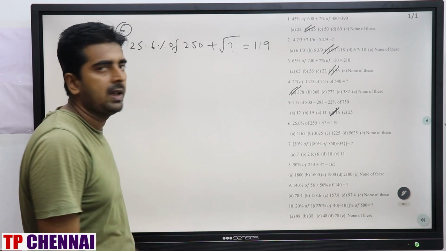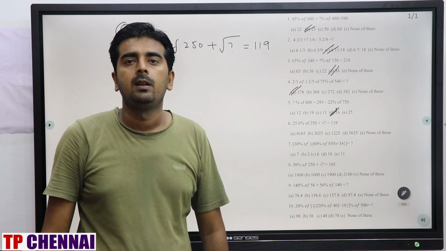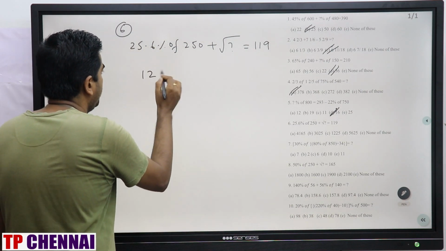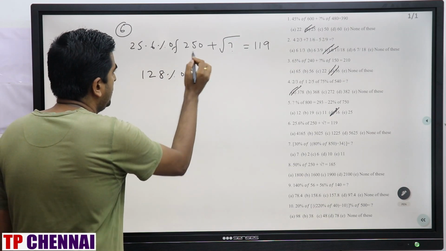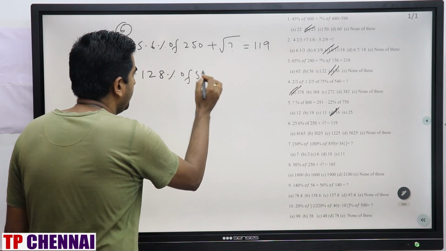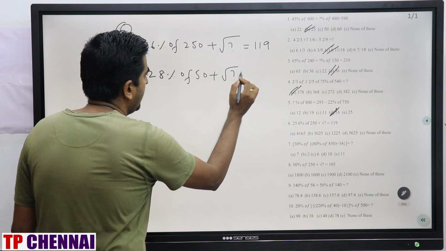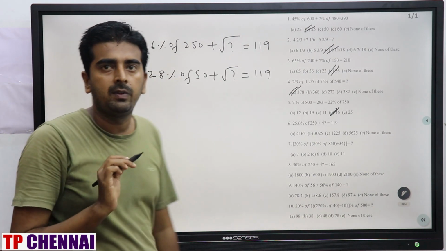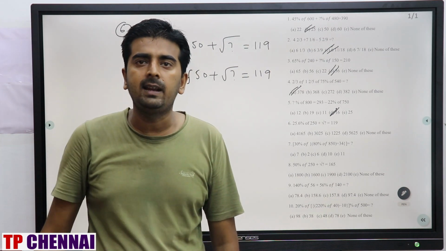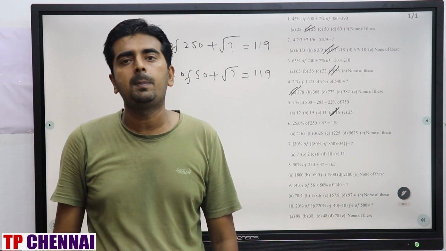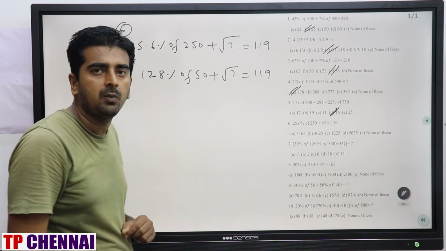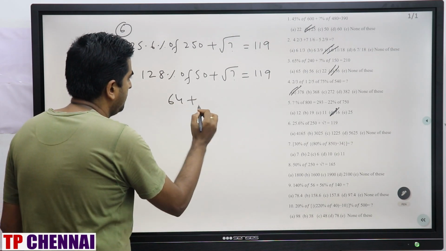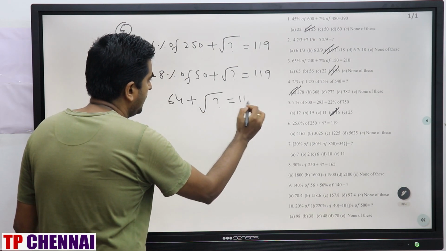by 5. What is 25.6 into 5? How much? 128. So 128% of, if you divide 250 by 5, it will become 50 plus square root of question mark is equal to 119. Now 128% of 50 is nothing but 50% of 128, because A percent of B is equal to B percent of A. What is 50% of 128? Half of 128, 64 plus square root of question mark is equal to 119.